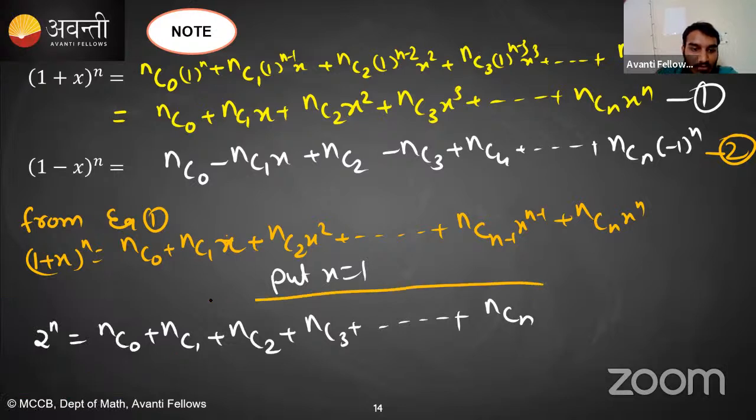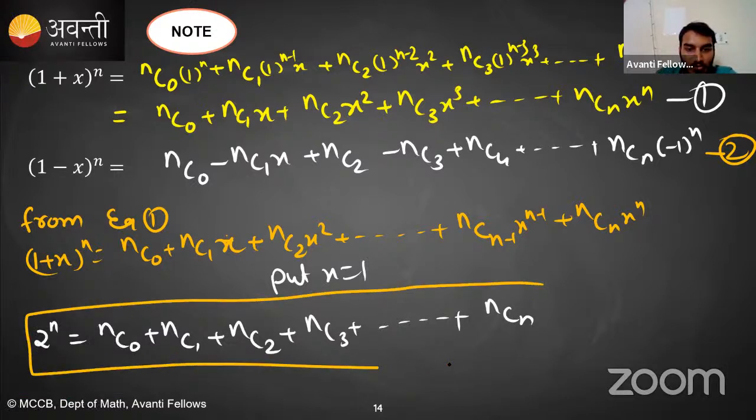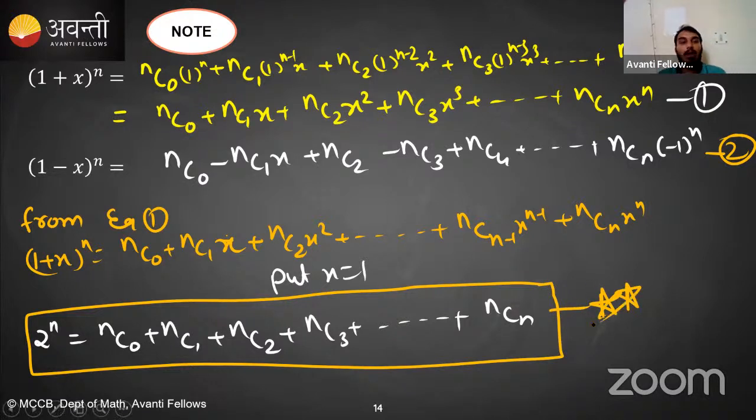We have seen this in the permutation and combination chapter also. Very important: the sum of the binomial coefficients is equal to 2 raised to the power n. Is that clear? Tell me quickly. Students, is there any doubt? nC0 + nC1 + nC2 up to nCn.